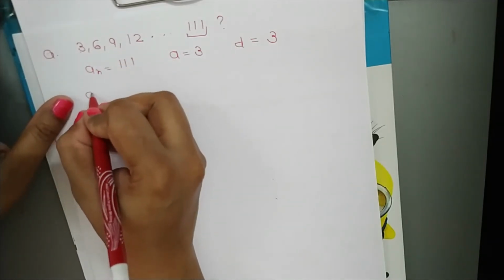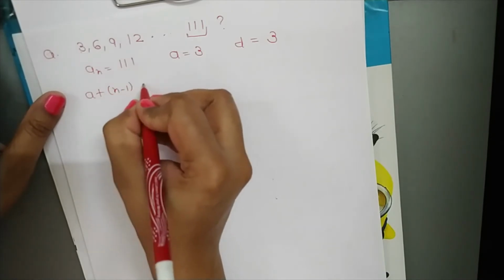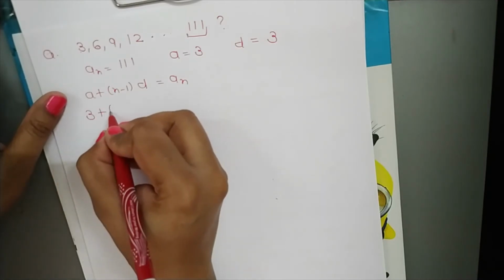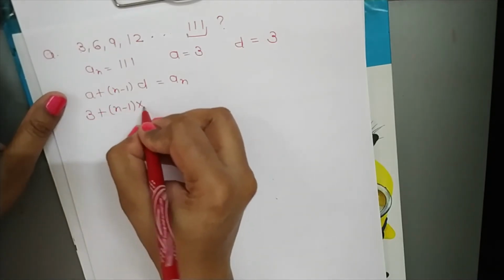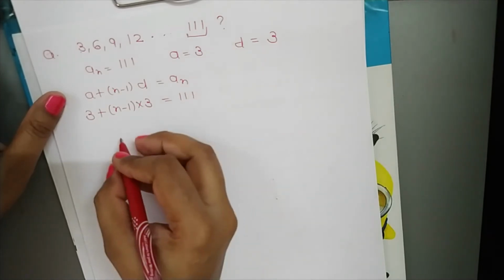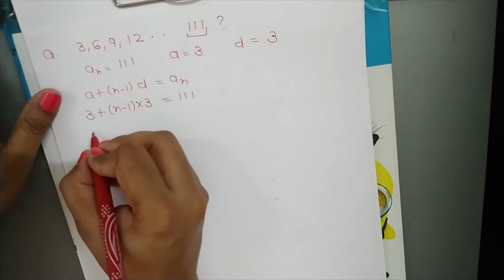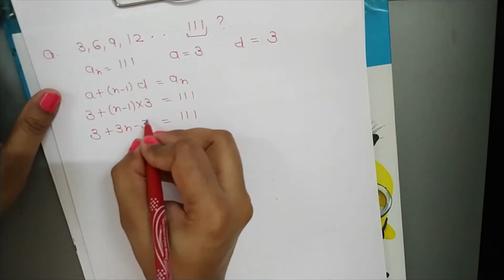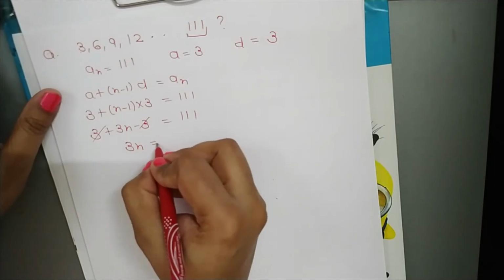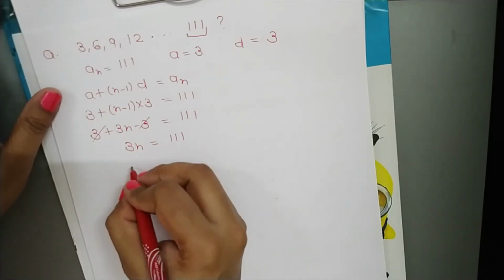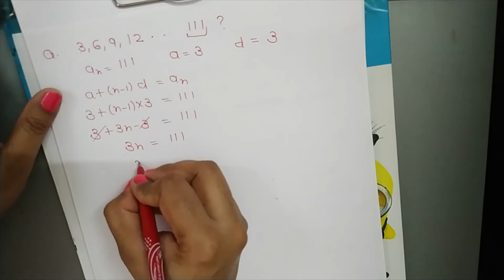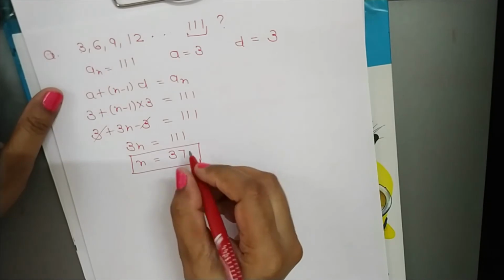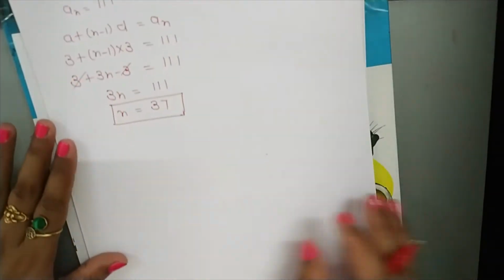So we have to put these values. a plus n minus 1 d is equal to an. So a is 3 plus n minus 1 into 3 is equal to 111. So 3 plus 3n minus 3 is equal to 111, the 3s cancel, so 3n is equal to 111, that is n is equal to 37. Okay, so the sequence contains 37 terms.